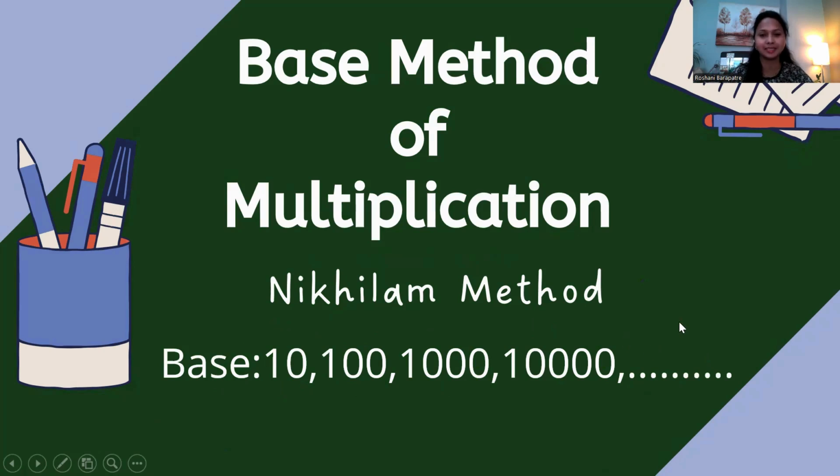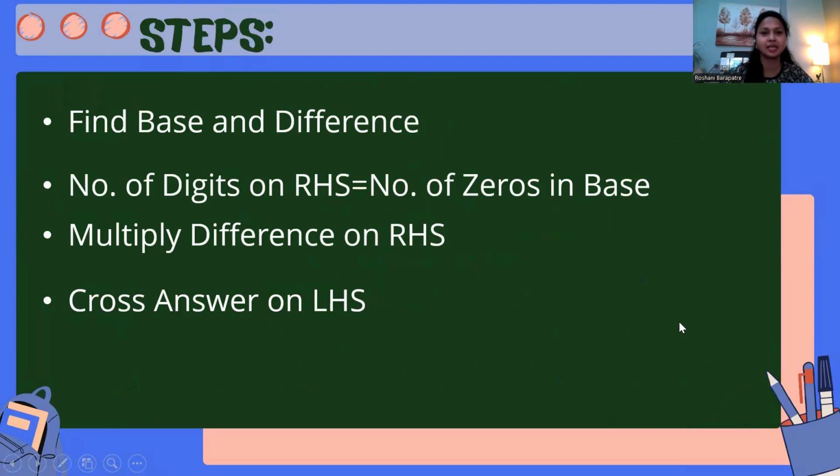How to solve this? Let's check. We need to follow these steps. Just roughly, we will read the steps. Find the base and the difference. How to find the base? I will tell you. The number of digits on the RHS is equal to the number of zeros in the base. However many zeros are in the base, that many digits will be on the right hand side of the answer.